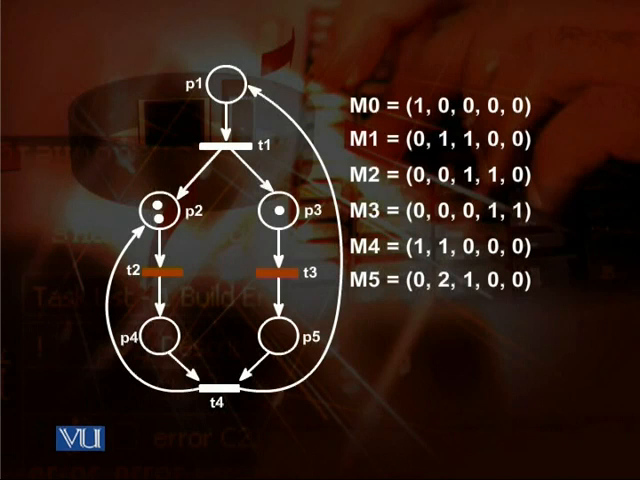So similarly, in M4, we had only 2 tokens, and in M5, we now have 3 tokens. So 1 token has been added. Now you can see the phenomenon, what is happening here. Whenever transition T1 fires, it takes 1 token from the enabling place and deposits 2 tokens in the outputs. So 1 token is incremented. Every time T1 is fired, we will have 1 more token in the system.